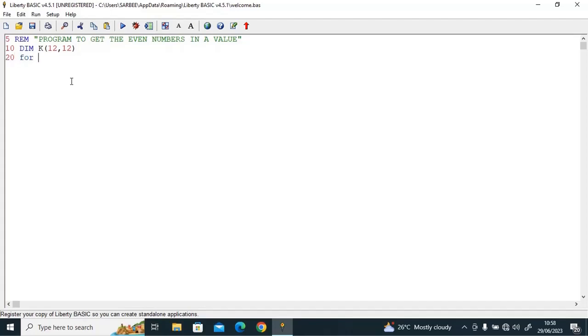So 4 for first is equals to 1 to 12. I want to start from 1. That is the first line, the first row.